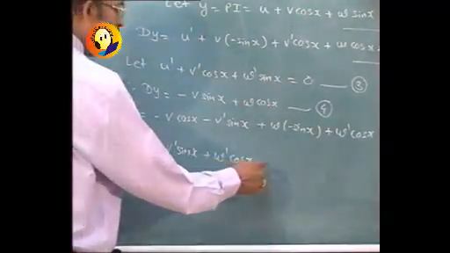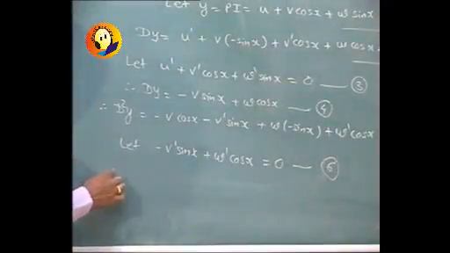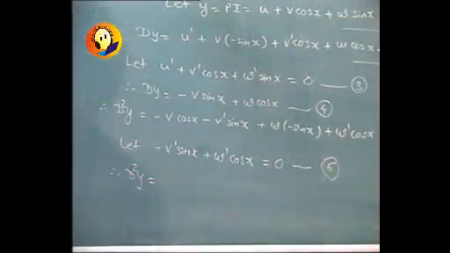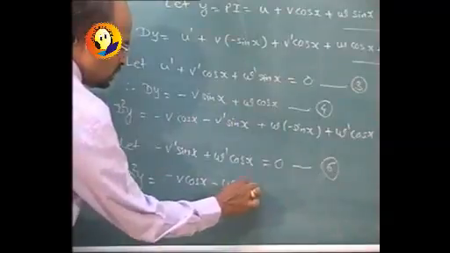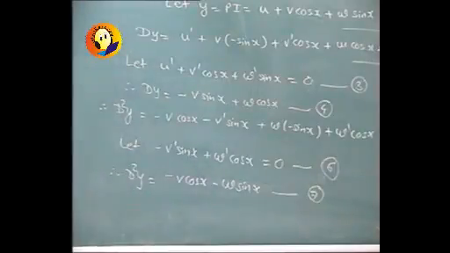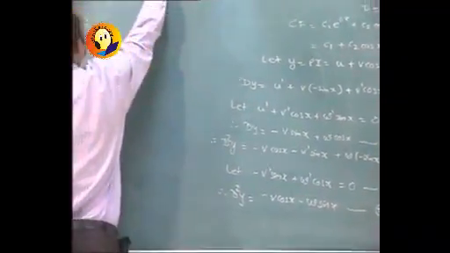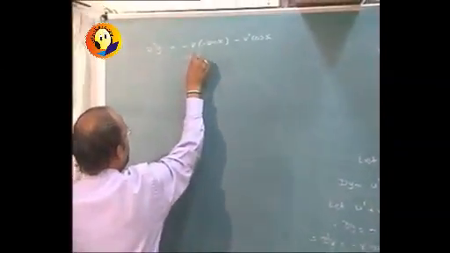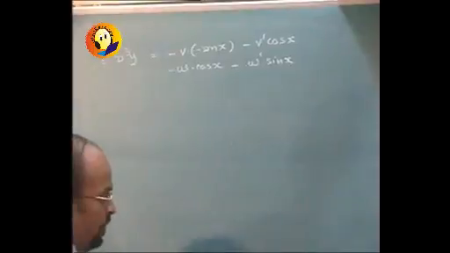Minus v dash sin x plus w dash cos x equal to 0, equation number 6, assumption number 3. And therefore we will write d square y as only the remaining terms, minus v cos x minus w sin x, equation number 7. This should be differentiated to find d cube y, which will be equal to minus v into minus sin x minus v dash cos x minus w into cos x minus w dash sin x, equation number 8.